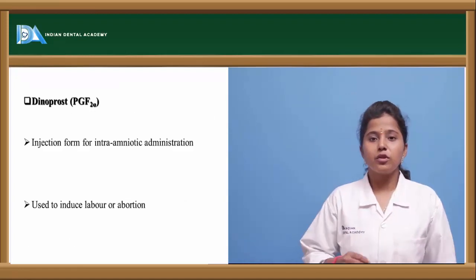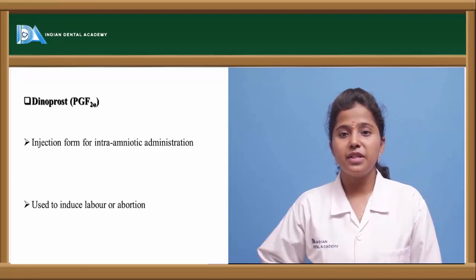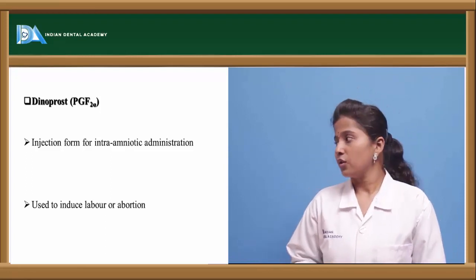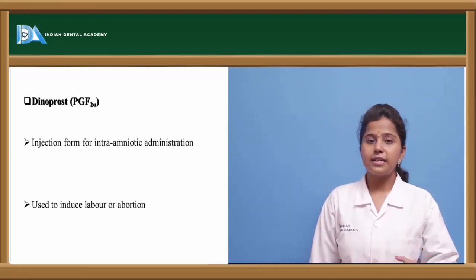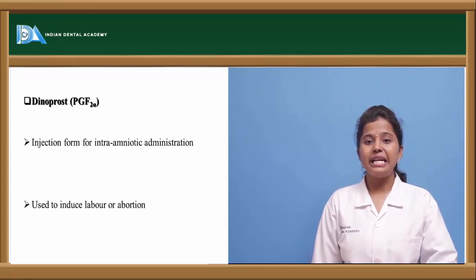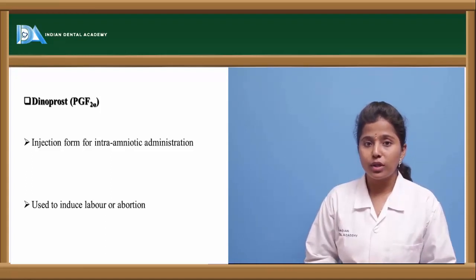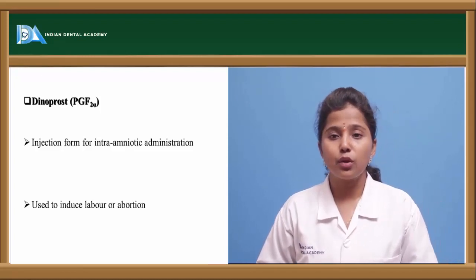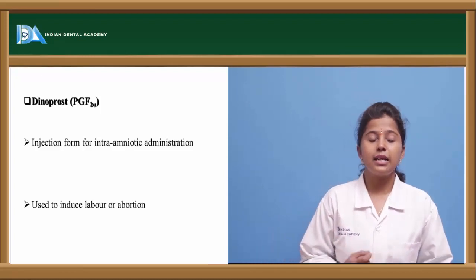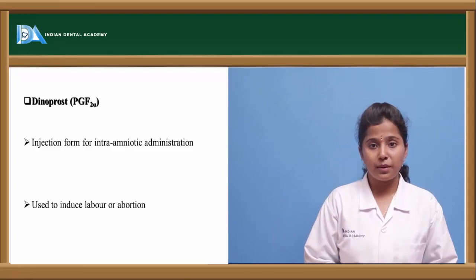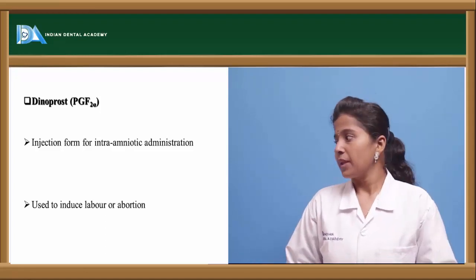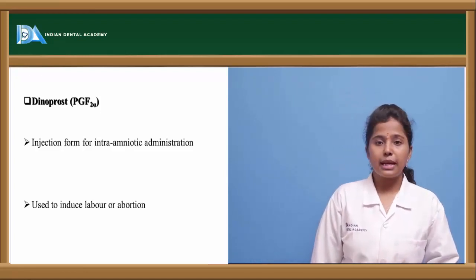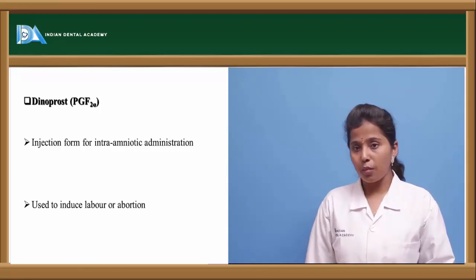Dinoprost contains the prostaglandin PGF2 alpha. This PGF2 alpha is given mainly by the intramuscular route, that is IM route, or it is also given by the intra-amniotic route. In the sense, it is directly given into the amniotic sac of the fetus, and it is used to induce labor or it is used to induce abortion also.